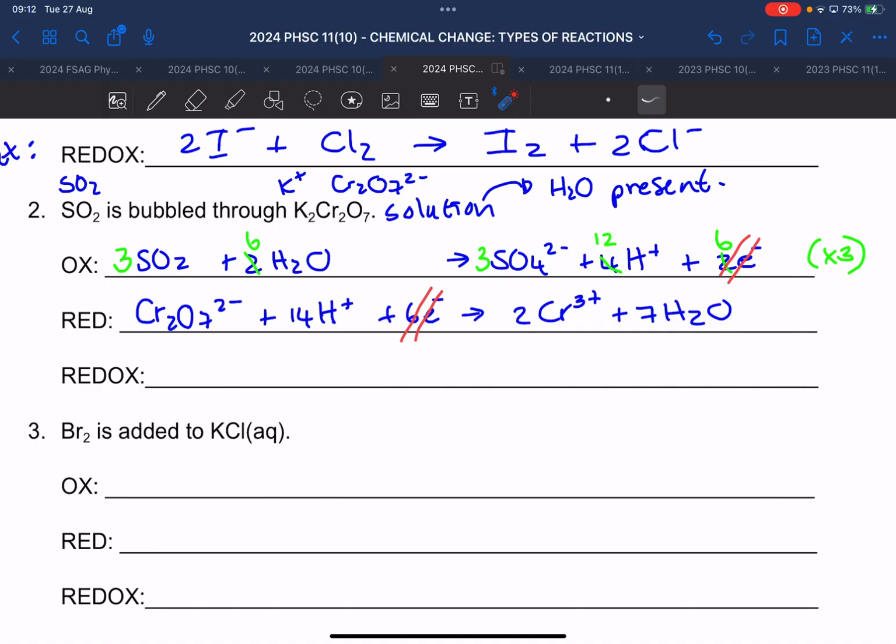Yes. Here we have 12 hydrogen ions. Here we have 14 hydrogen ions. They're not going to cancel out completely, but they are going to become less. So if I cancel out these 12, then here I have 2 left. Anything else, Zara?